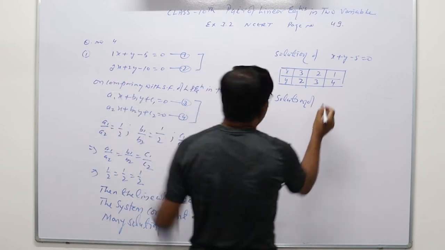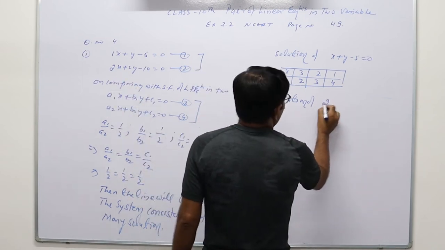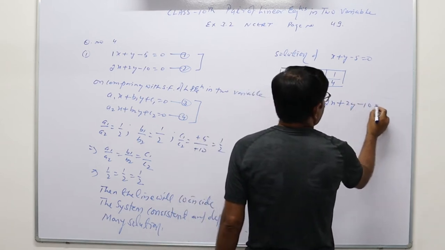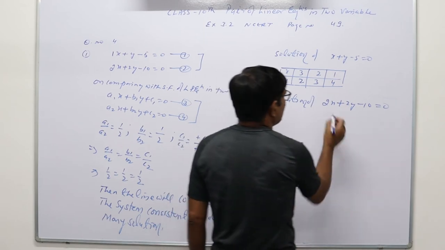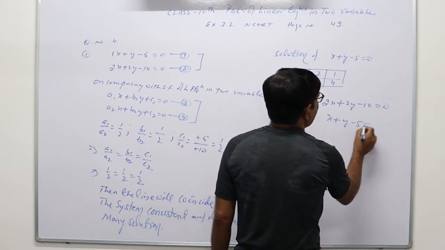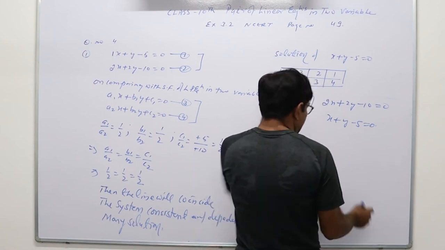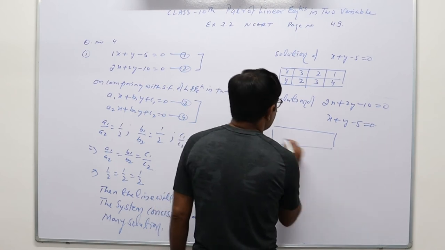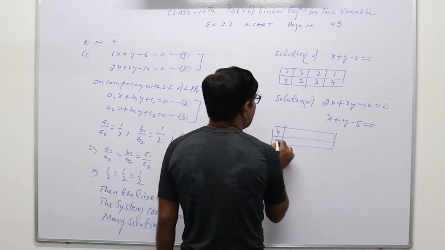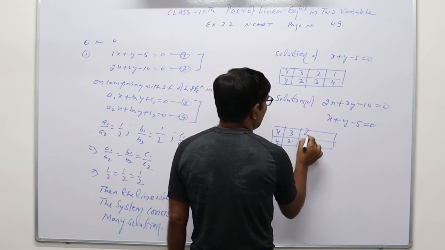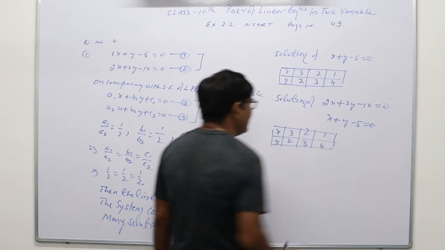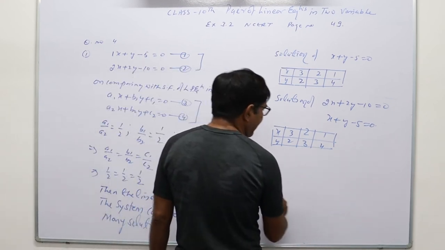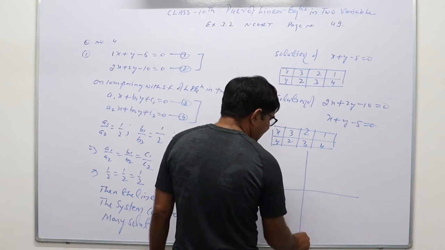Similarly we will find the solution of the second equation. The second equation is 2x plus 2y minus 10 is equal to 0; on dividing by 2 throughout, x plus y minus 5 is equal to 0. So this is the same equation, so we can take the same points. So x, y: 3, 2 is the first set, 2, 3 is the second set, and 1, 4 is the third set. Now to draw the graph of these two lines on graph paper, draw two mutually perpendicular lines.